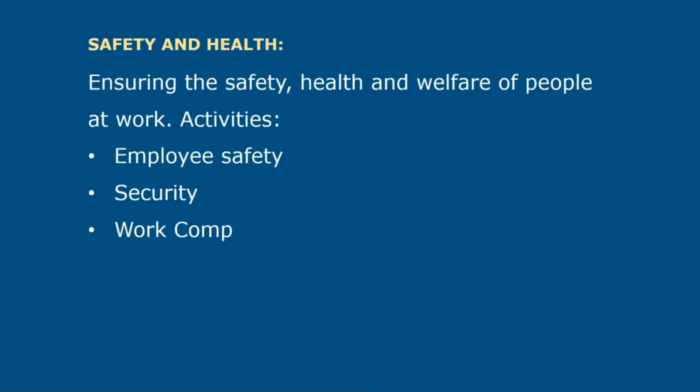Employee safety and health is about ensuring the safety, health, and welfare of people at work. The activities of safety and health include employee safety, security, and workers' compensation.